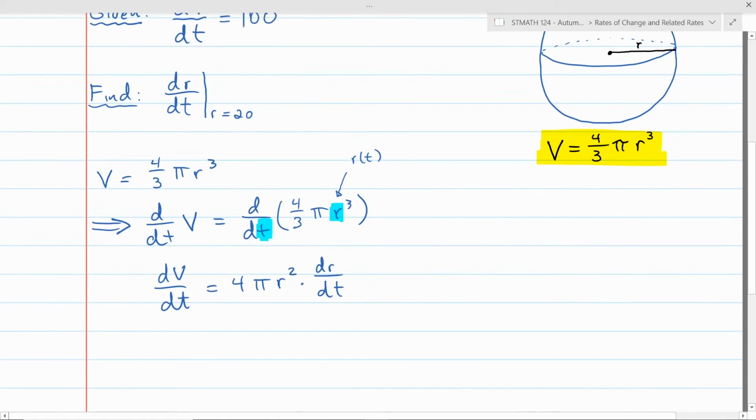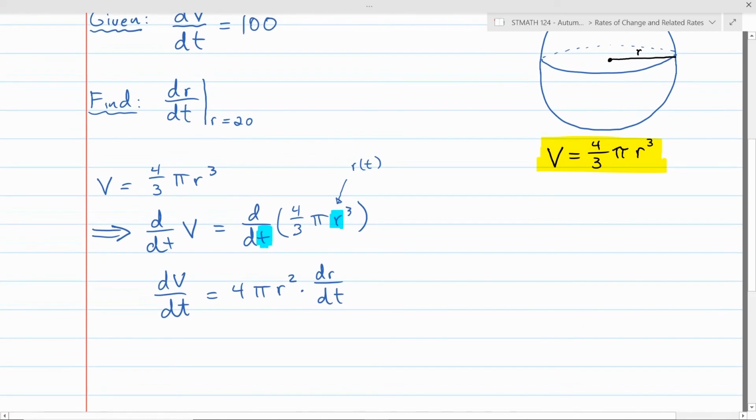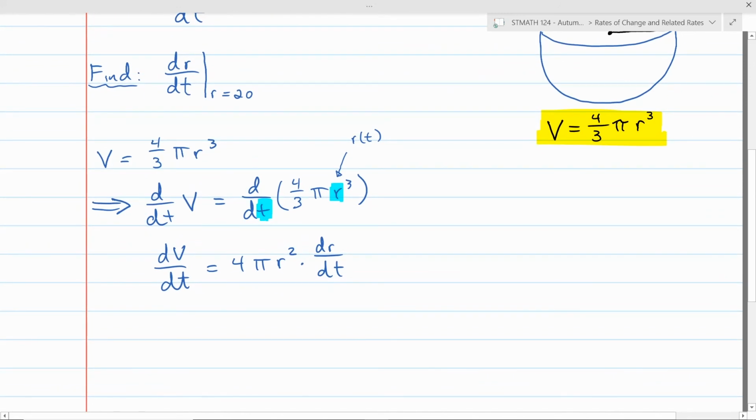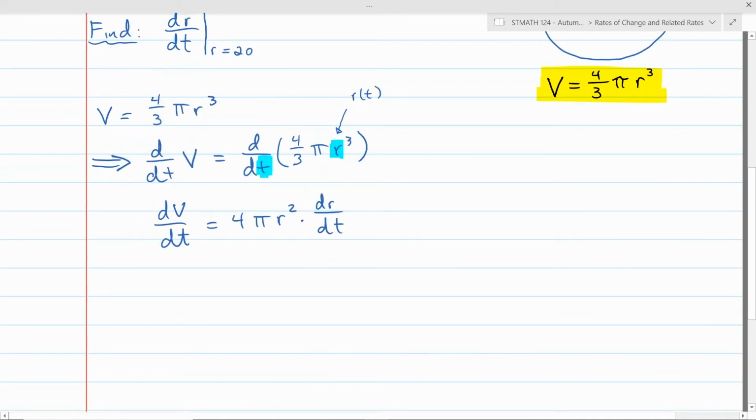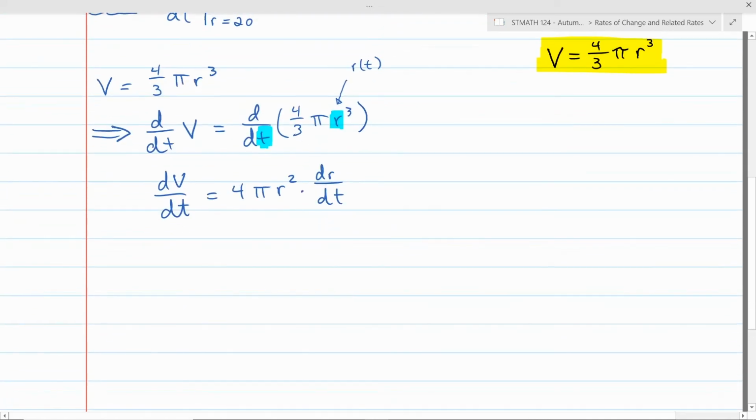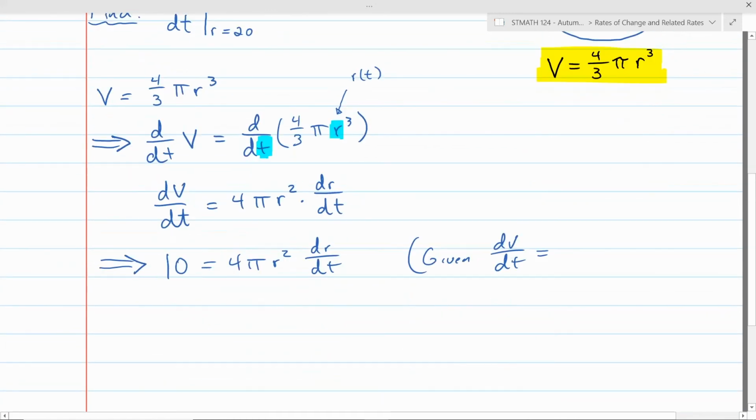Now that's great because the thing that I'm trying to find, dr dt, is right there in my equation. So because I'm trying to solve for dr dt, I'll solve for dr dt in this equation. And also notice that we can replace dv dt in this equation by 100, because we were given dv dt equals 100.